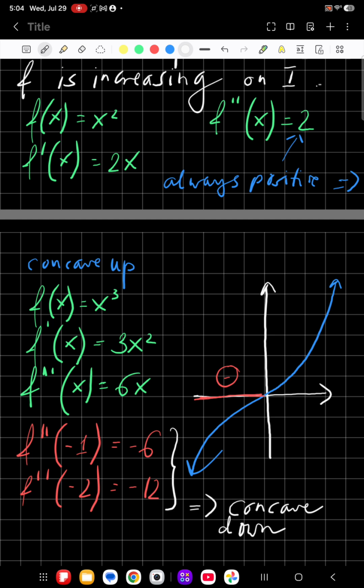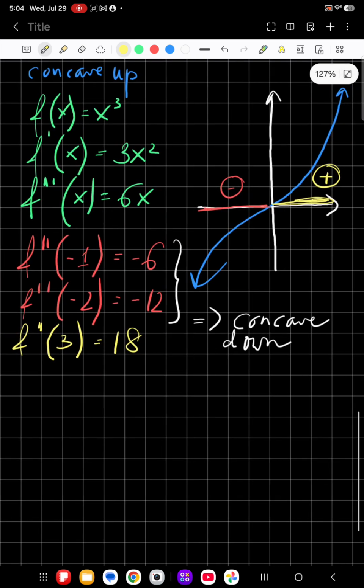In general, this is not a complicated idea. The complicated part is that there are a lot of things, because the next section will be graphing using the information that we can gather from those derivatives. Similarly here, if I take positive numbers, f double prime of 1, f double prime of 3, we get 18, so the conclusion here will be concave up.